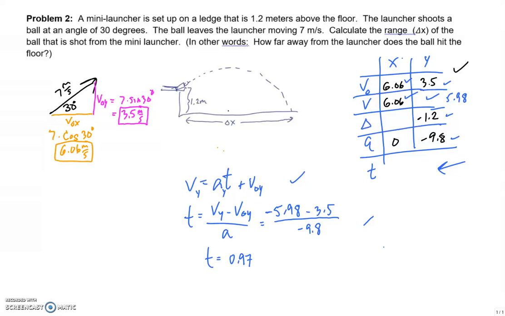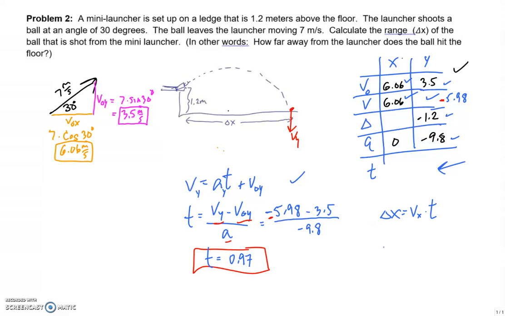Solve for t. So notice here Vy is negative because when it comes down here and hits the floor, its vertical component is going to be in the downward direction, or negative. So that's a negative value there. And that's Vy. Subtract from it the starting velocity, divide by a, and we get time is 0.97 seconds.